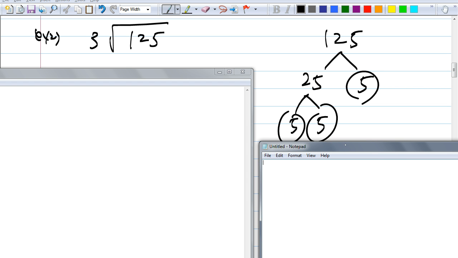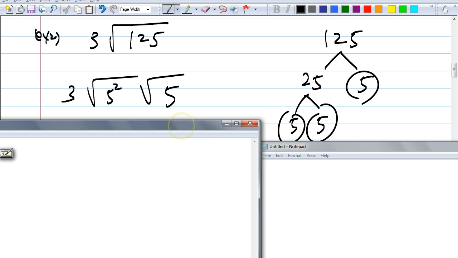Yeah, good. Judy, what did you write after this? 3 times square root of 5 squared. Good. Can I forget about this 3 in front of it? No, you can't forget about one of the factors of the number, because then it won't be the same. I like how you pair them up this way. So square root of 5 squared is what?